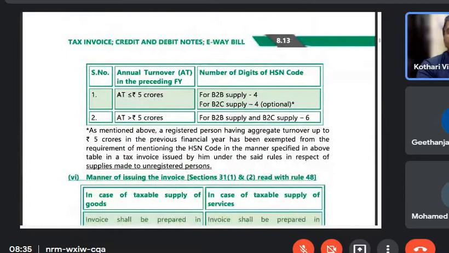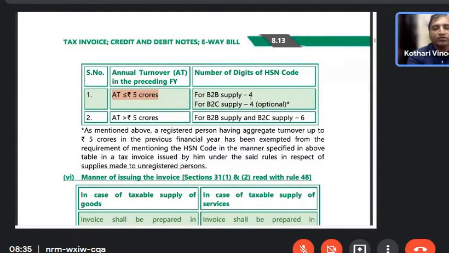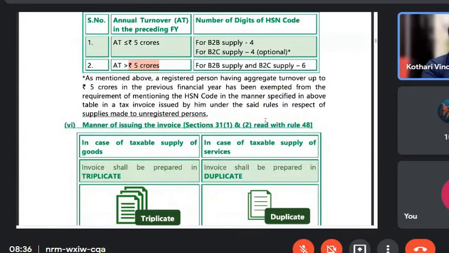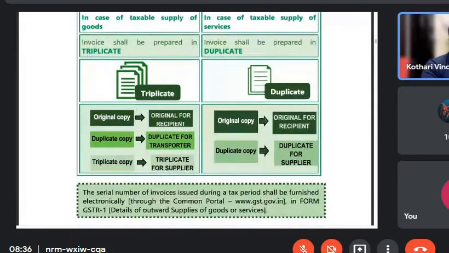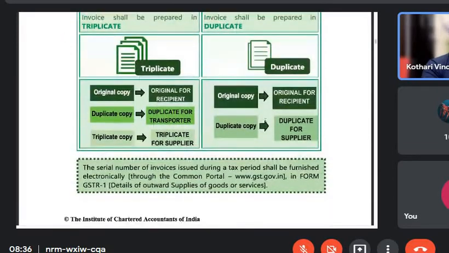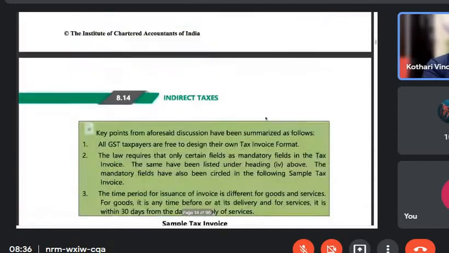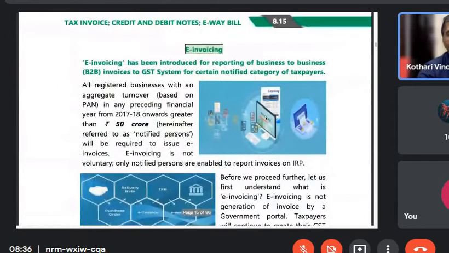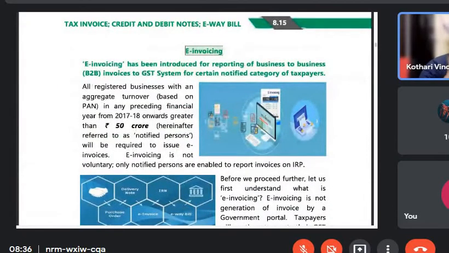So this is the notification for HSN code. Aggregate turnover less than 5 crores, a 4-digit HSN code is required if the supply is B2B. If the same aggregate turnover is less than 5 crores, for B2C supply it is only optional. But for aggregate turnover more than 5 crores, for B2B supplies and B2C supplies, a 6-digit HSN code needs to be prescribed. The documents issued can be in duplicate for services and triplicate for the supply of goods, because the transporter also needs to be given a copy. Now, e-invoice.